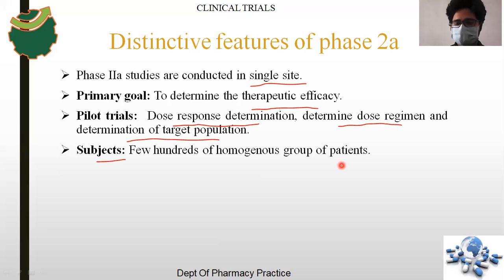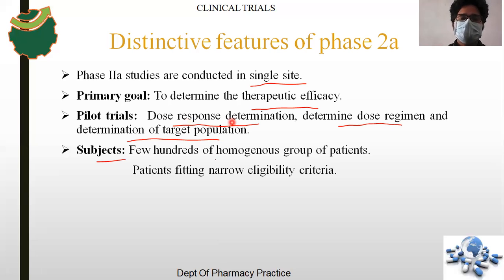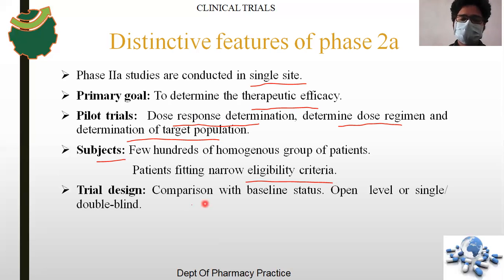So it should be a homogeneous group, because the first time we have to see the dose response here. Okay, patients fit narrow eligibility criteria. Like we said, the criteria of 20 to 25 years age, all male patients belonging to only one community or who are present in a specific colony or area. Next, trial design. It will be a comparison with the baseline status, like before giving the drug and after giving the drug, you will be seeing the parameters.